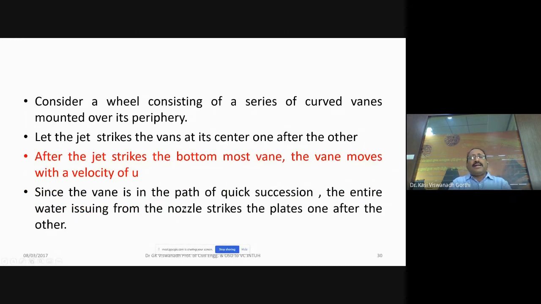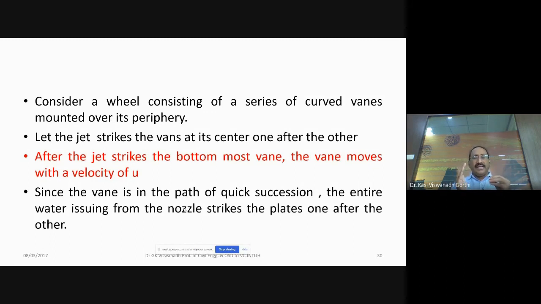Just refer to and compare case 5 with respect to this case. In case 5, we have seen that the liquid jet may be striking a series of flat plates, in which case the maximum efficiency can never exceed 50%. Let us try to see in this case whether the efficiency could be more or less. Consider a wheel consisting of a series of curved vanes which are mounted on the periphery of a wheel, and let the jet strike the vanes at its center one after the other.